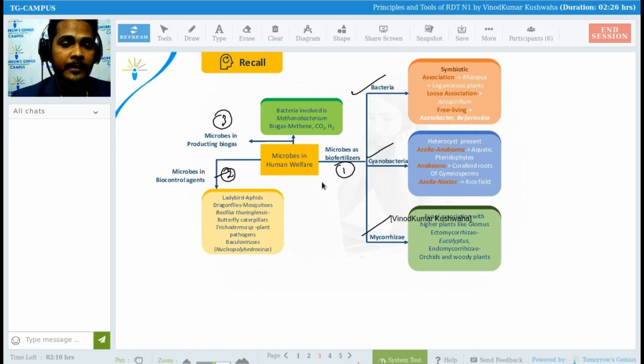If I say bacteria, there are some symbiotic bacteria, and some like Azospirillum, which are free living bacteria. They are associated and can form a symbiotic relation with the organisms.